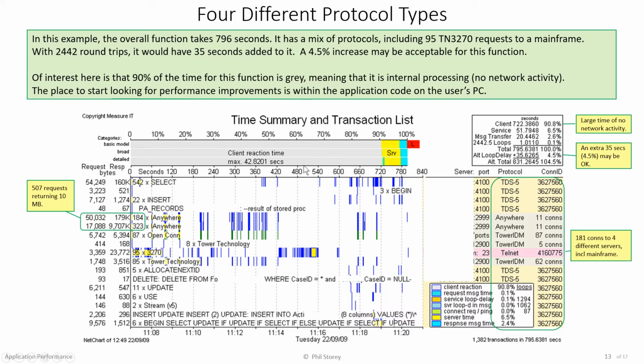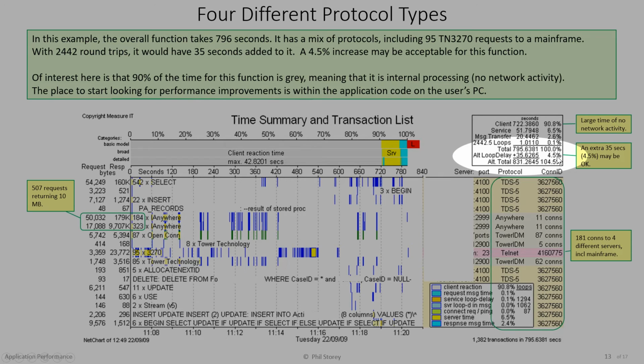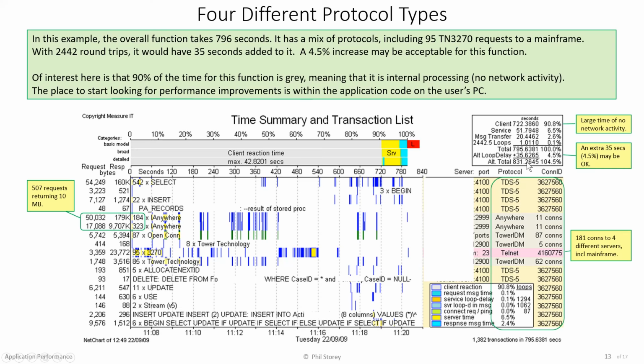So 90% of the time spent for this whole function is in fact the PC itself doing processing, and an extra 4.5% of round trip time for a 795 second function. Presumably this would be a printing of a report. We could probably live with that.